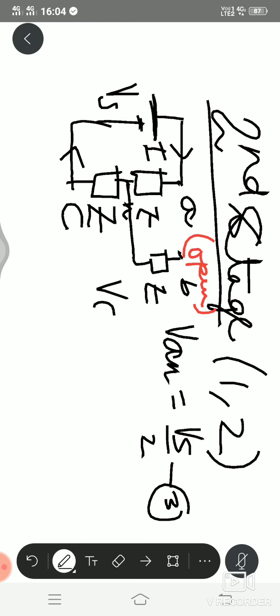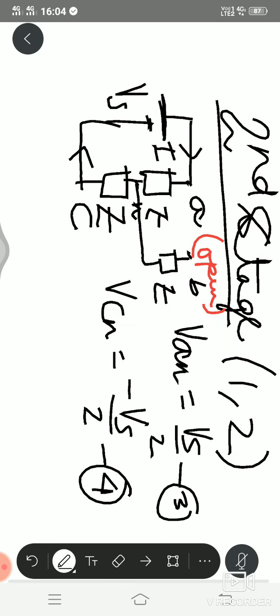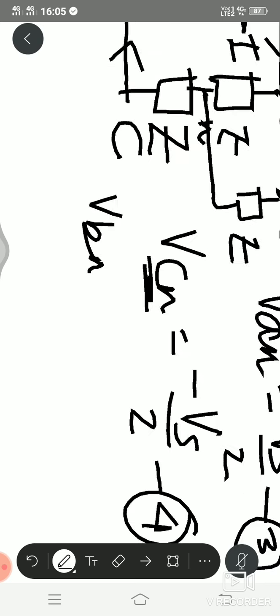Now next, VCN. VCN in this case is minus I into Z. That is why, as we have discussed for the previous case, it will be minus, because I wrote the subscript as Cn. I'm not writing Nc, I'm writing Cn. So that is why minus I into Z. On substituting the value of I, it is coming minus Vs by 2. And what about your VBN? VBN will be equal to 0.